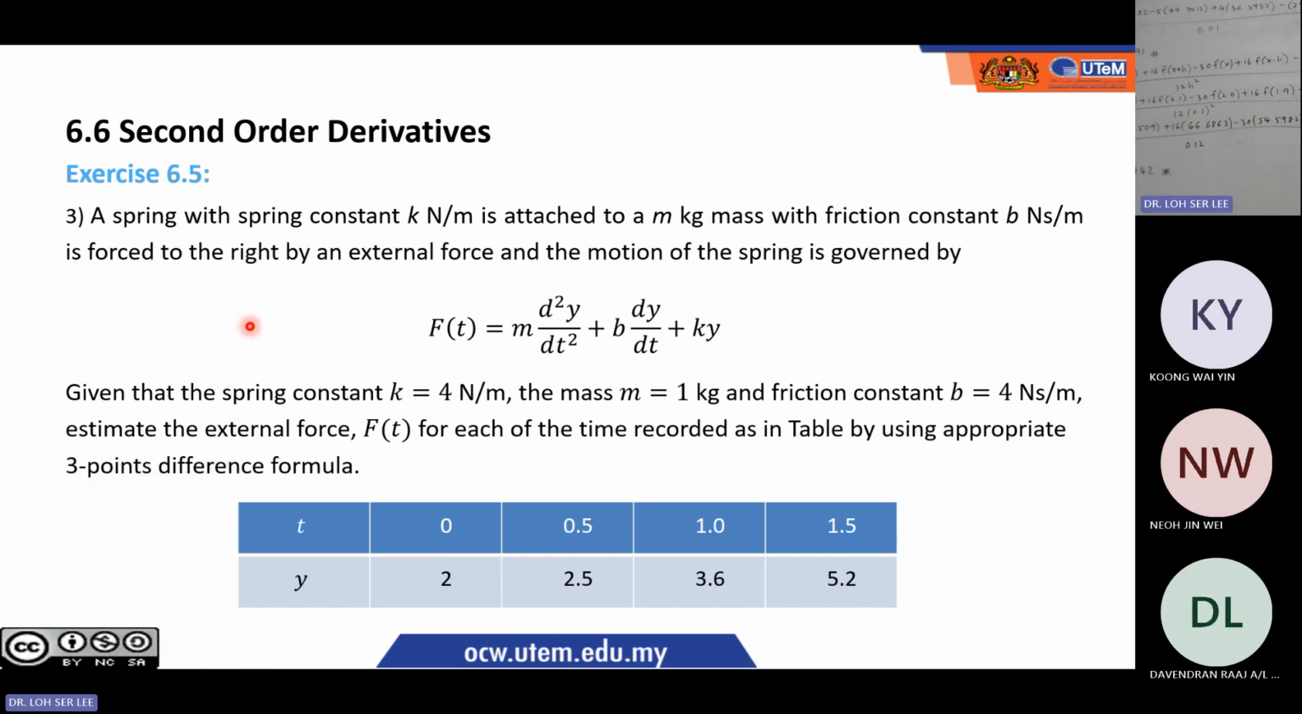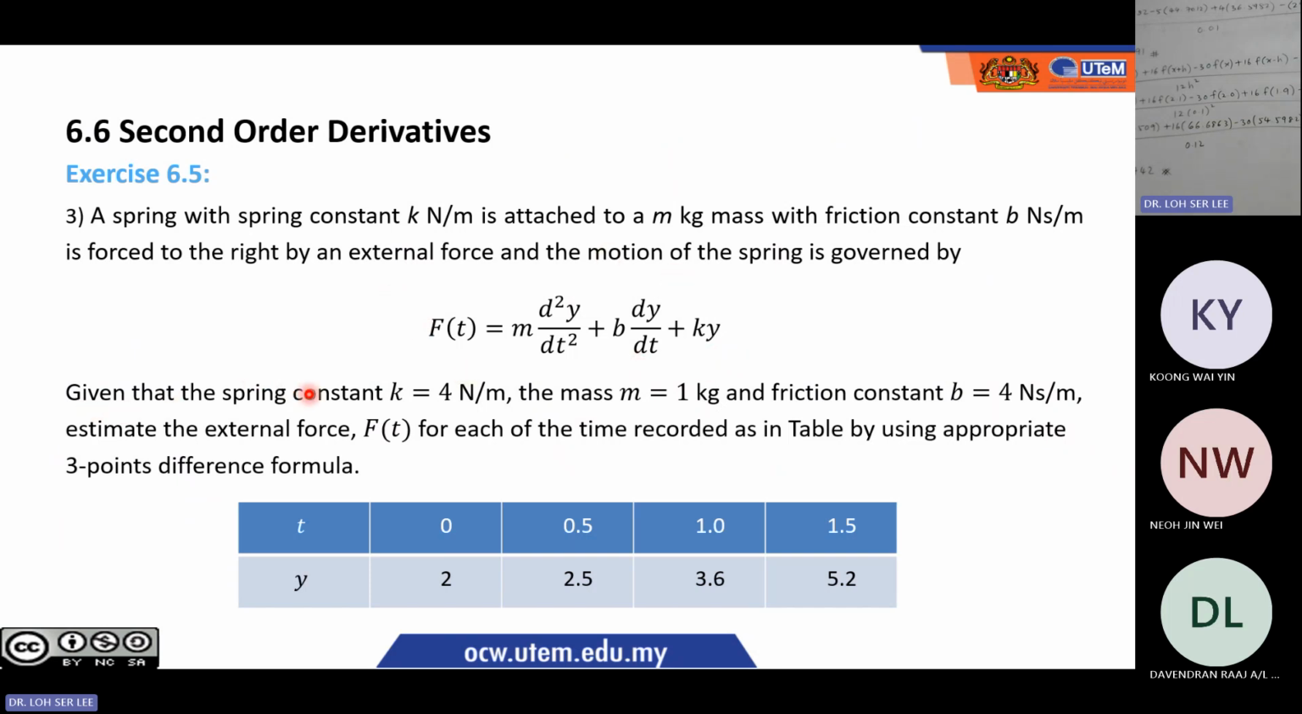Okay, last question. This is a past year question. This is a past year final exam question. Okay, a spring with spring constant K is attached to a mass m kilogram of mass with friction constant B. Okay, it's forced to the right by an external force, and the motion is governed by this equation. Okay, that means you are given this equation.